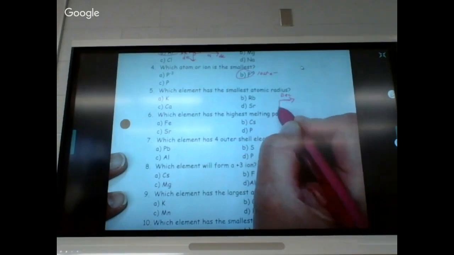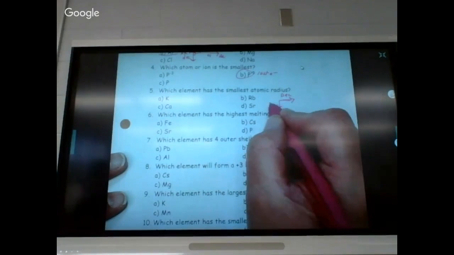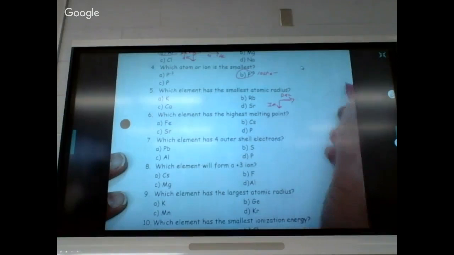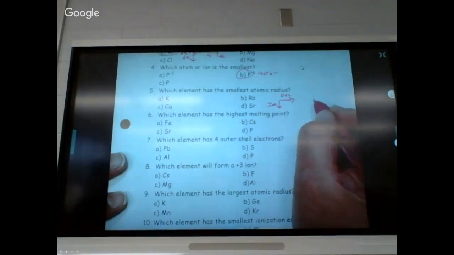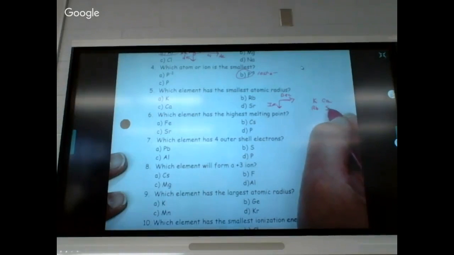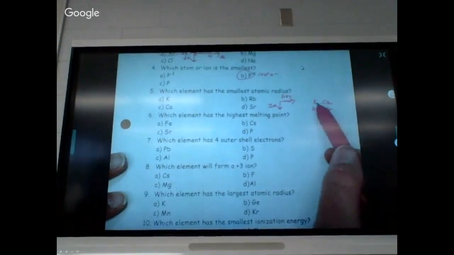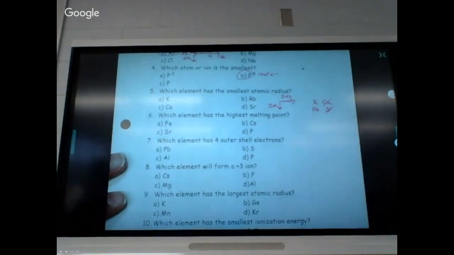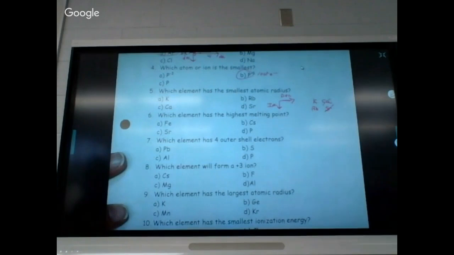Decrease. As you go down, it increases. So if we look at where they're at, we have K, Ca, Rb, and Sr. So we know as we go across, they get smaller. So as we go down, they get bigger. So who's the biggest?